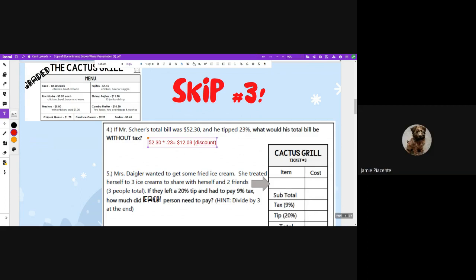How do we find the total bill? Oh, I'm sorry, this is the tip. My bad. That changes our question. So we're either going to add the $12.03 or subtract it. If you give a $12 tip, are you paying out more money or are you saving money? You're giving more money. So you have to add your $52.30 plus your $12.03 tip.